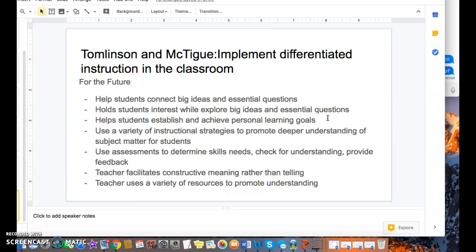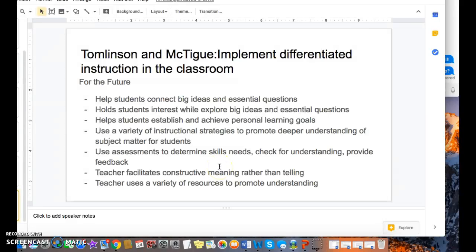Help students establish and achieve personal learning goals. So this could be a student who's struggling in math and making sure his homework comes in on time, and allowing students to have specific math goals to improve. Use a variety of instructional strategies to promote deeper understanding of the subject matter for students. So in math, it's great to use different forms of methods because students learn differently, and some students learn better in lecture with the teacher, and others work better working with other students. So allowing students different instructional methods will allow them to have a deeper understanding of specific math subjects.